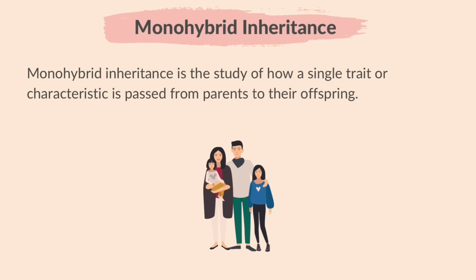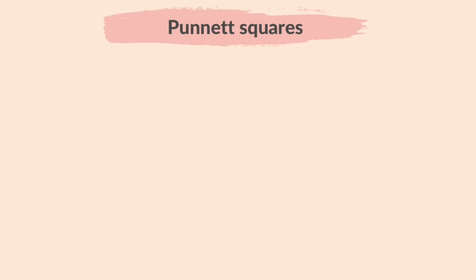Monohybrid inheritance is the study of how a single trait or characteristic is passed from parents to their offspring. A Punnett square is a helpful tool to determine the possible combinations of alleles in offspring. It allows us to calculate the ratio of these combinations. Remember, in a Punnett square, dominant alleles are represented by capital letters, while recessive alleles are represented by the same letter in lowercase.